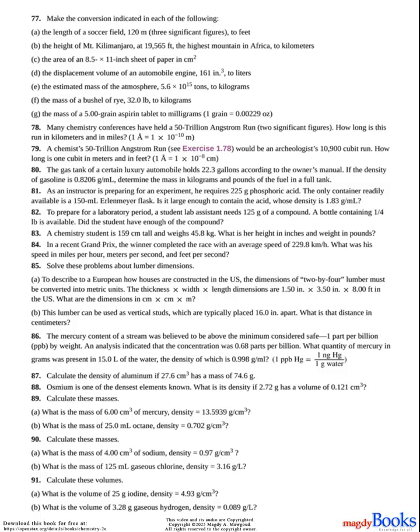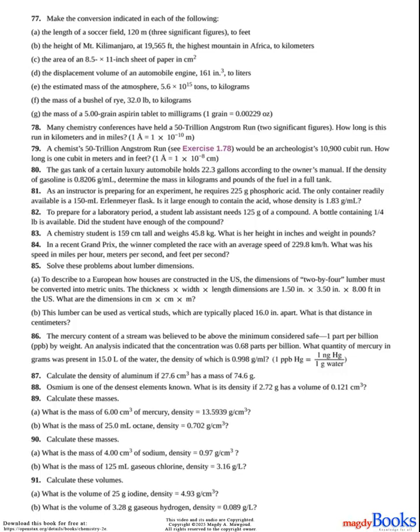82. To prepare for a laboratory period, a student lab assistant needs 125 gram of a compound. A bottle containing 1/4 pound is available. Did the student have enough of the compound? 83. A chemistry student is 159 centimeter tall and weighs 45.8 kilogram. What is her height in inches and weight in pounds? 84. In a recent Grand Prix, the winner completed the race with an average speed of 229.8 km per hour. What was his speed in miles per hour, meters per second, and feet per second?